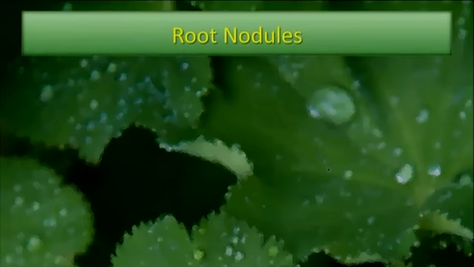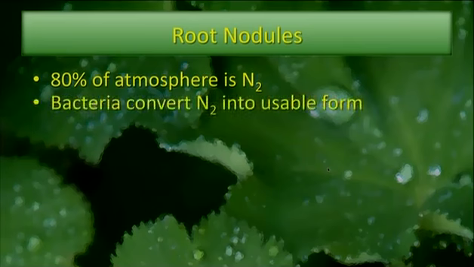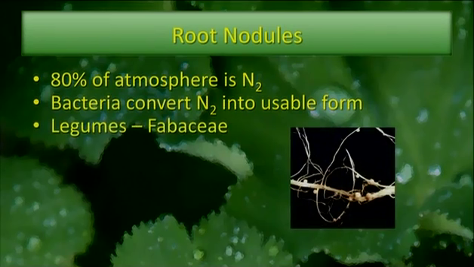Now we also have root nodules as being some kind of root adaptation. So 80% of our atmosphere, the gases in the air, is nitrogen gas. But this is a form of nitrogen that plants cannot use. So in these root nodules, there live bacteria, rhizobium, and they will actually convert atmospheric nitrogen into a form usable by plants. This happens in the legumes or in the plant family Fabaceae.